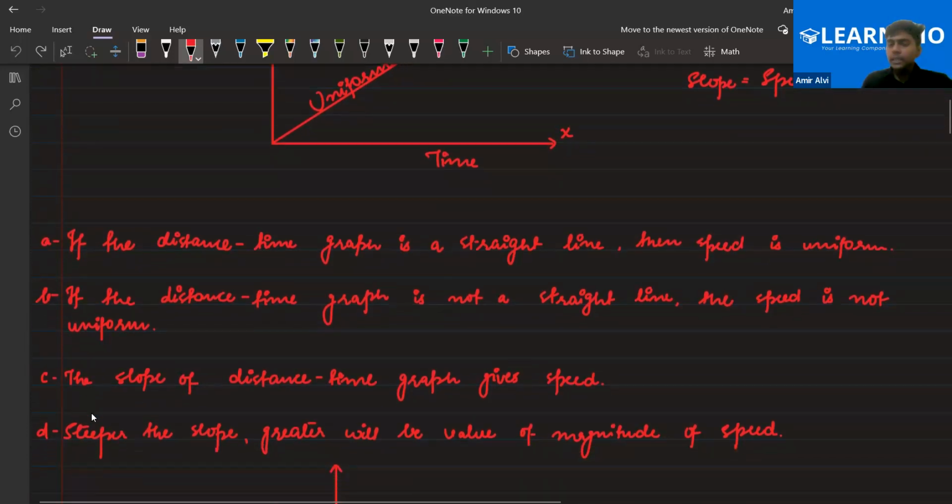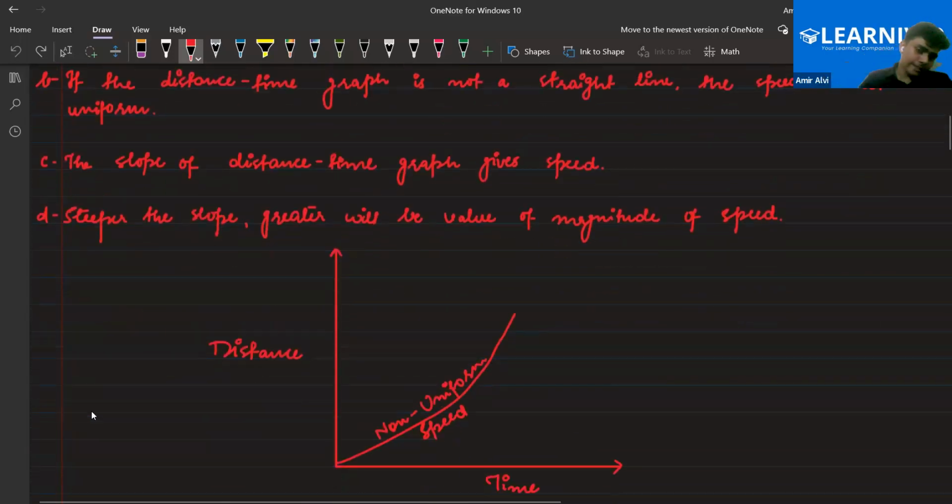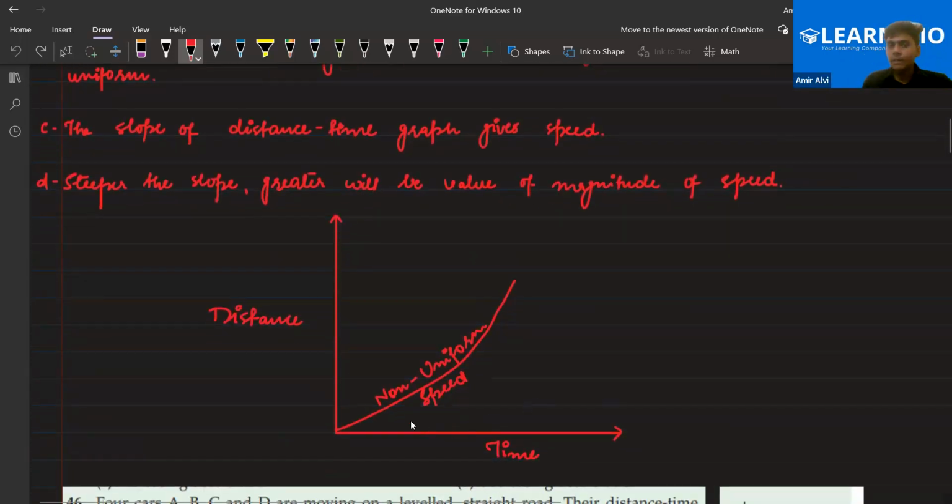So these are the basic things about the distance-time graph, right, everyone? Okay, that's great. Tell me, this is a distance-time graph. This is a curve. This is not a straight line. I know that it is non-uniform speed, as it is already written. Non-uniform speed means that the speed is not constant at every point.